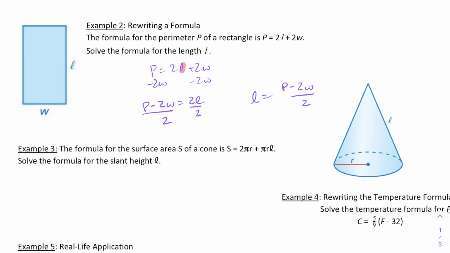The formula for the surface area S of a cone is S equals 2 pi r plus pi rl. Solve the formula for the slant height L. So I want to solve for this. So let's subtract 2 pi r. Subtract 2 pi r. So if S minus 2 pi r equals pi rl, divide by pi r, divide by pi r. So S minus 2 pi r over pi r equals L. And so the more practice you do with this, the faster you see the pattern when it comes down to all of this.